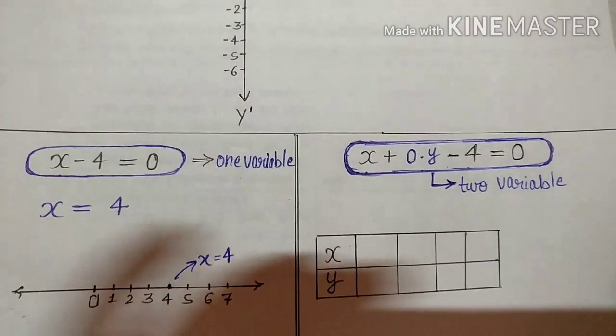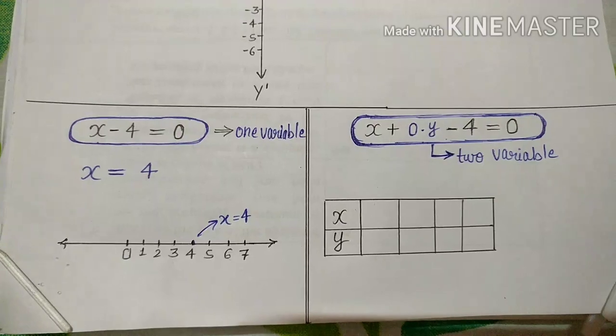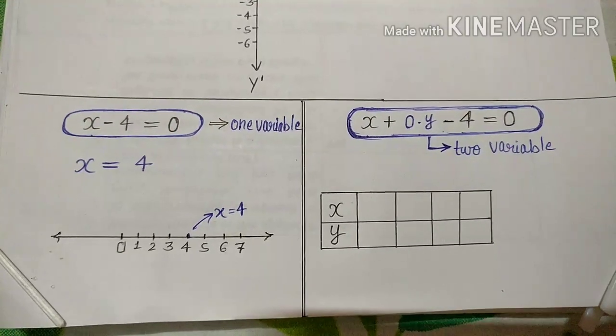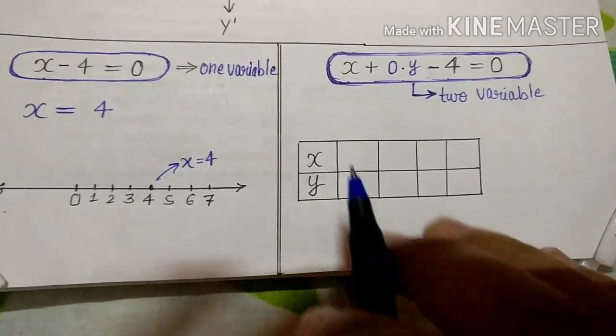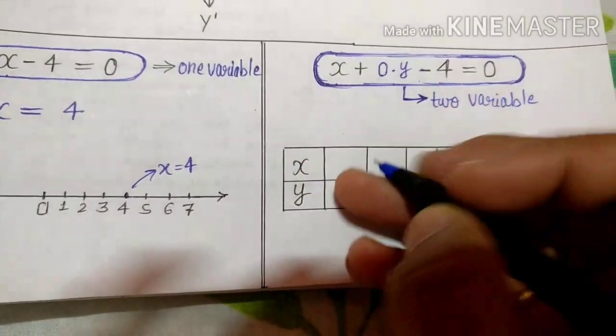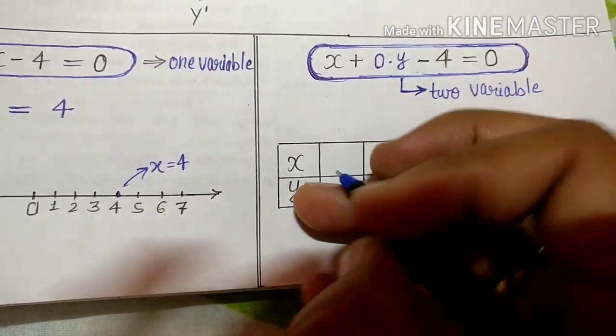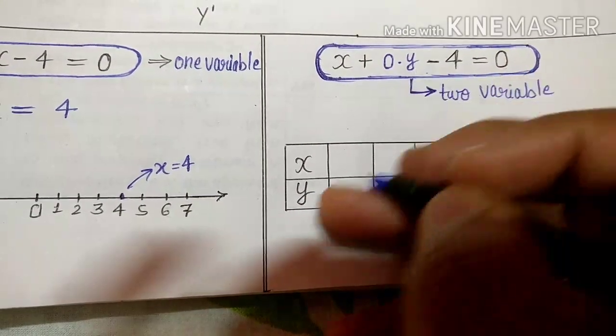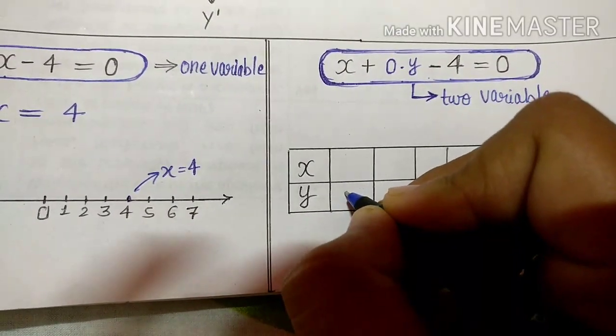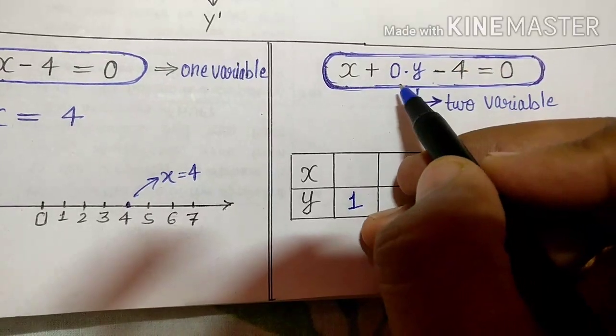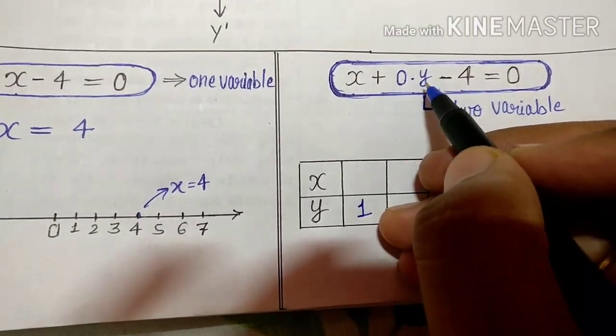Now what we can do, we have to show this on graph paper. So as we are doing already, we make a table box. We have made a table of x and y. Now we will put the value of y, then we can get the value of x. First we are putting the value of y as 1. So if we put 1 in the place of y, what will come?